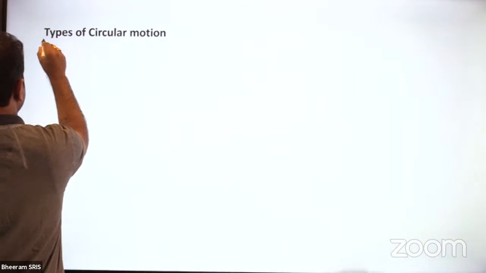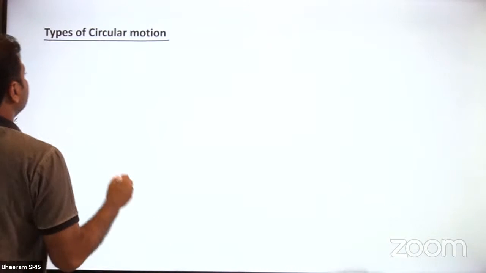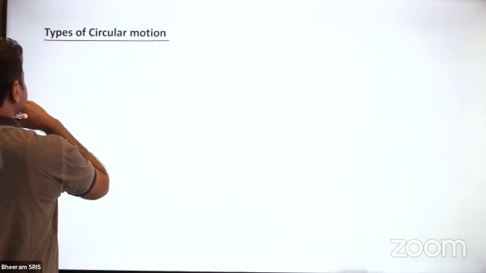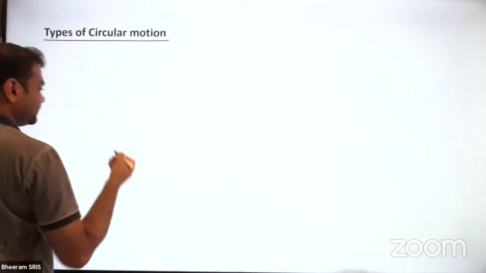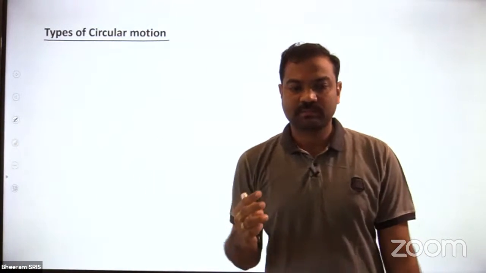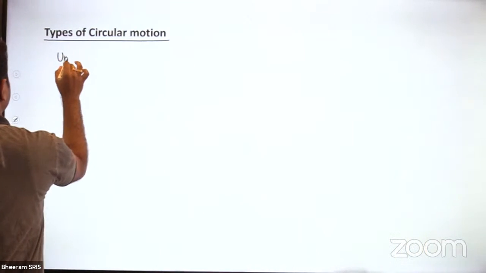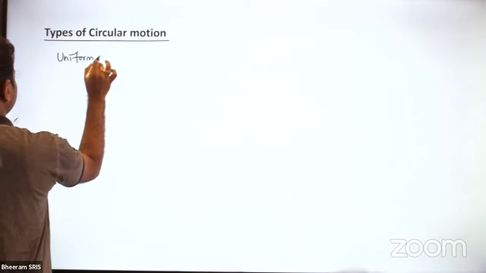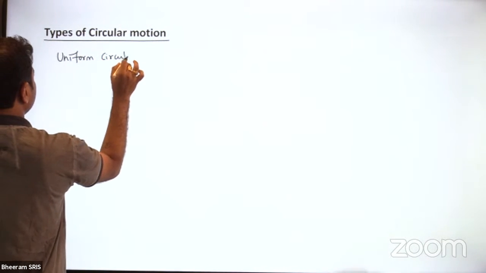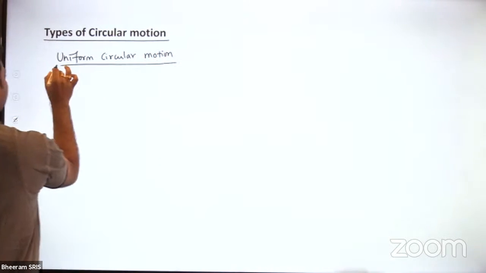In types of circular motion, there are different types of circular motion. According to the acceleration of the particle, we can make two parts. One is called uniform circular motion. Already I told this part somewhere. Again, we are going with uniform circular motion in particular. So what is uniform circular motion?